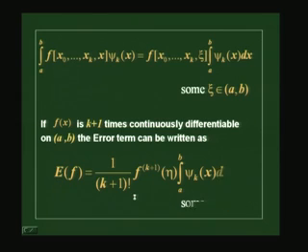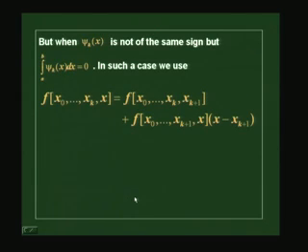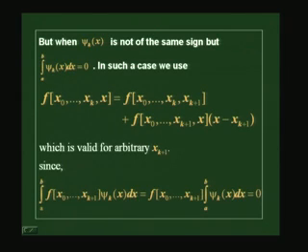Okay. So now we look at another case, that is psi k of x is not of the same sign, but the integral of psi k of x dx is equal to 0. Now here we can use a slightly different method. We want to look at the special case where the integral of psi k of x dx is 0.